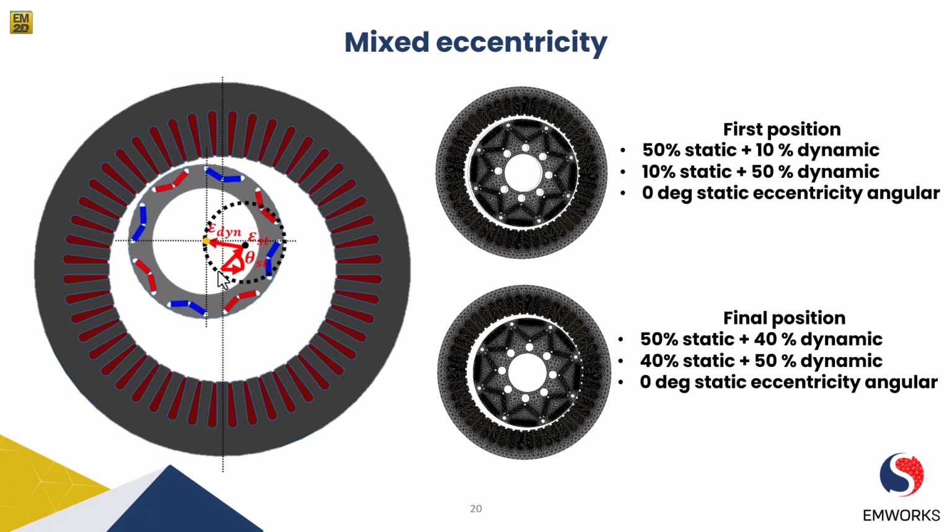And here we'll discuss two different scenarios where we'll maintain the static at 50% and vary the dynamic from 10% to 40%. And another case where we'll fix the dynamic percentage at 50% and vary the static shift from 10 to 40 in steps of 10%. Both cases are analyzed at 0 degree static eccentricity angular position.